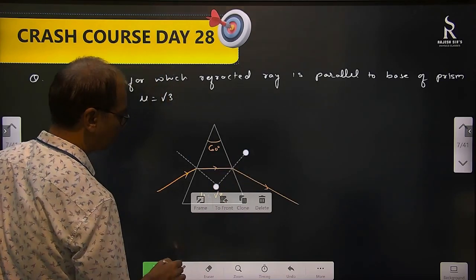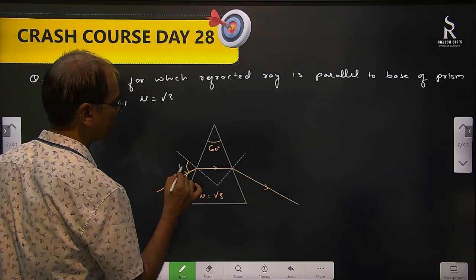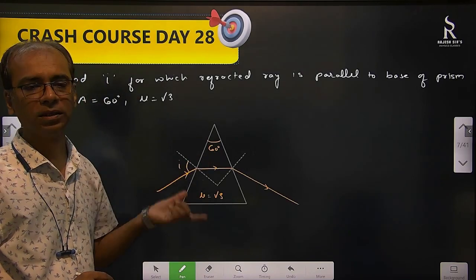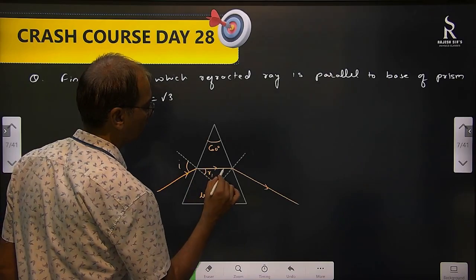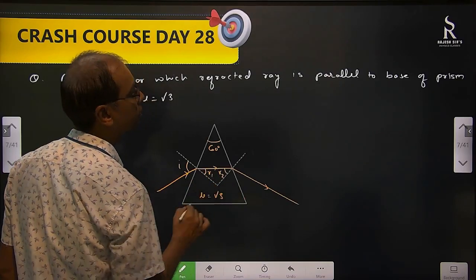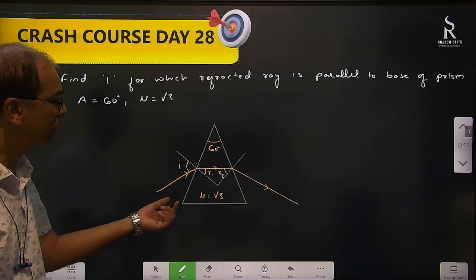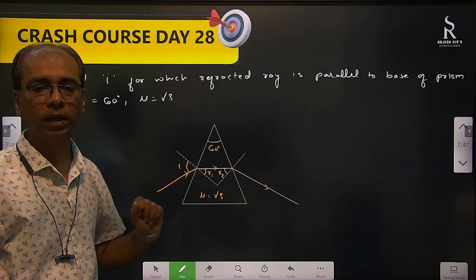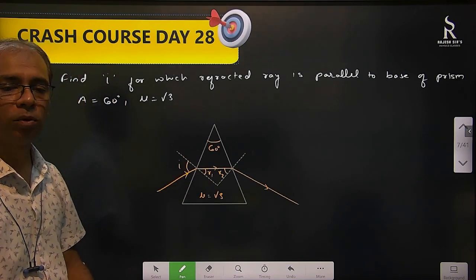It's like this. So the I value is what he is asking us. Mu is given, A is given. This is R1 and this is R2. Correct. Now because of this and this, can we get anything? Because he didn't give the minimum deviation case, or any other case. So what more is required?